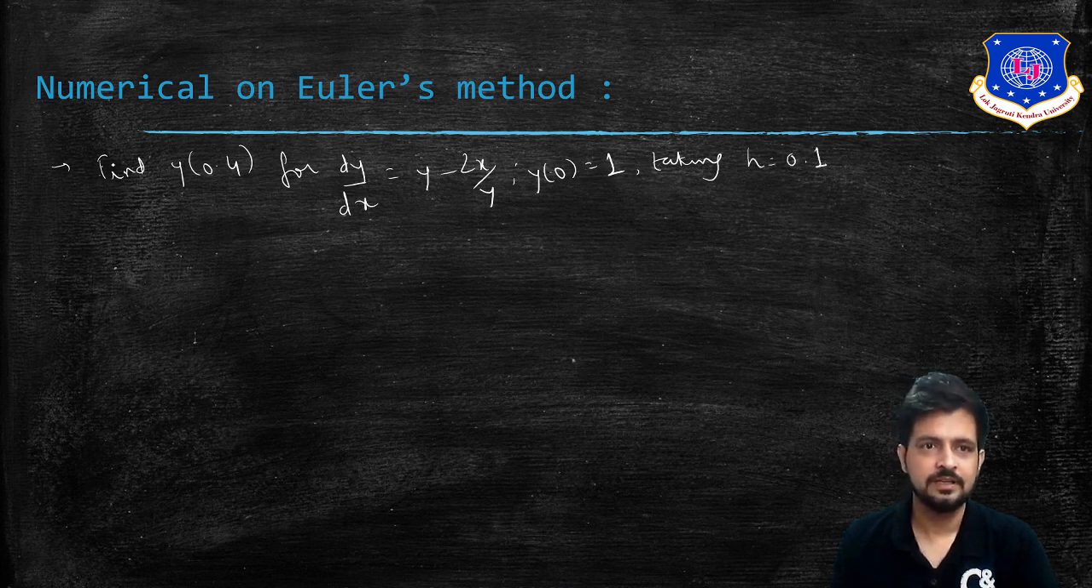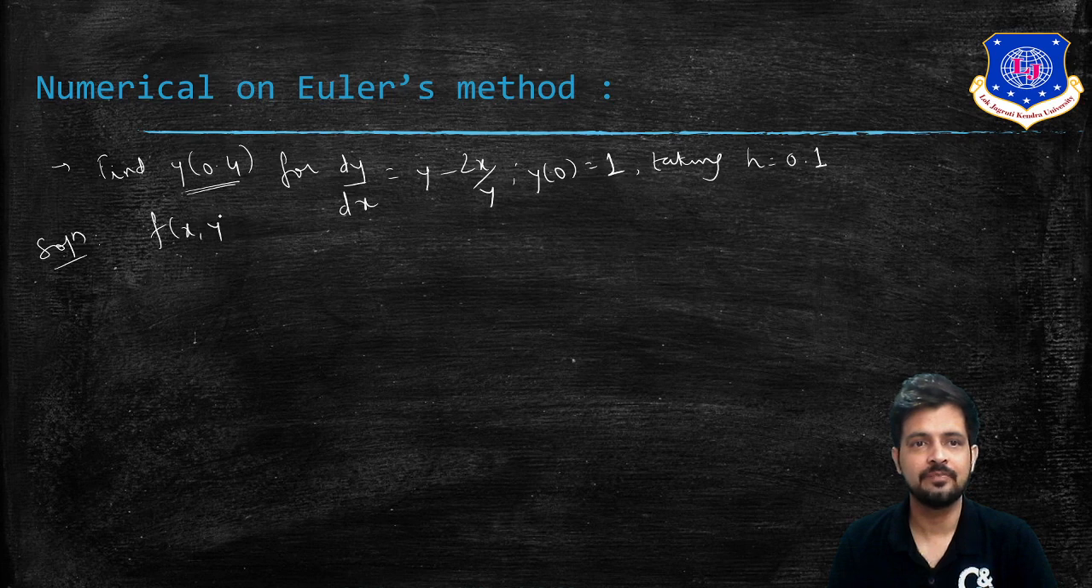Okay, if you want to find the value of y of 0.4, first of all we have to decide for how many steps we have to solve the numerical. See, f of x comma y is given. f of x comma y is y minus 2x by y. The value of x0 is given, x0 is equal to 0 and y0 is 1. Here the value of h is kept as 0.1.